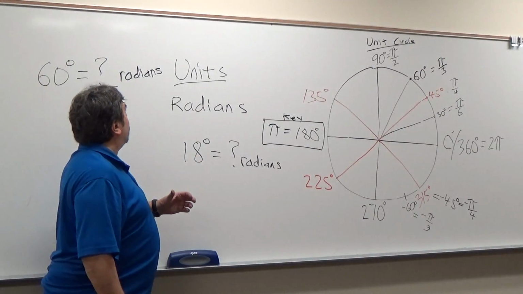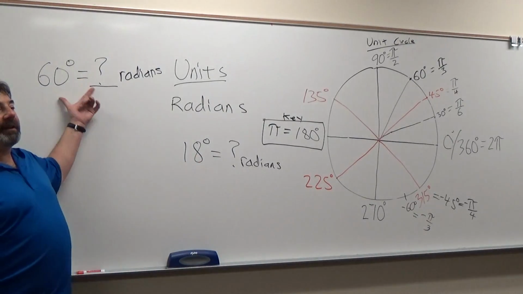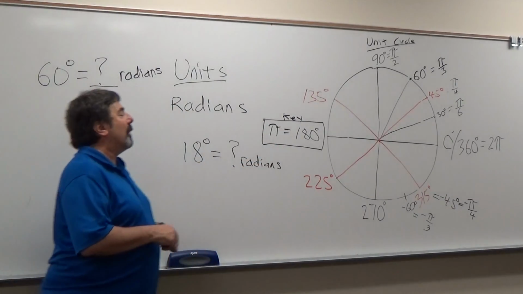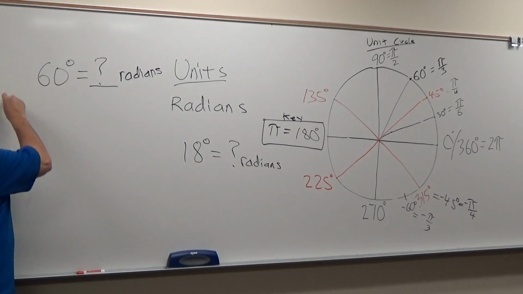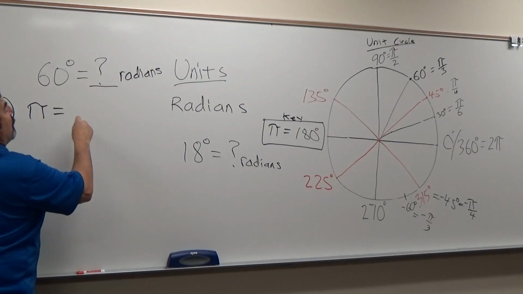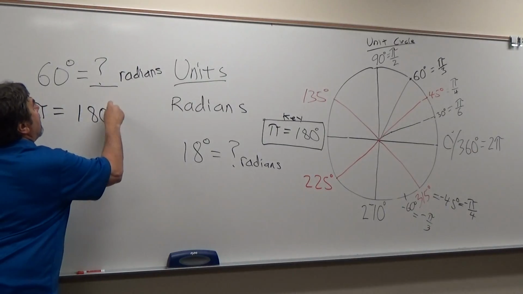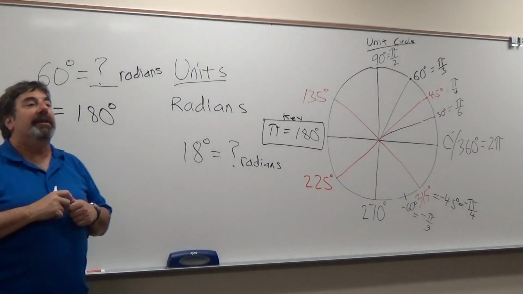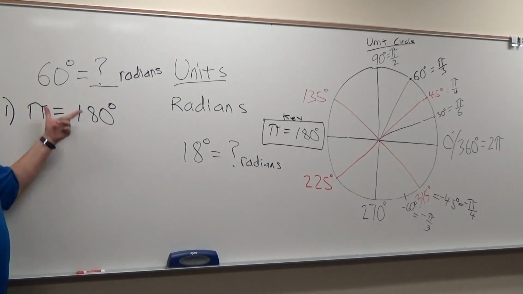Again, we're going to do a practice problem where we're going to convert 60 degrees to radians. Step one is the key right here. We're always going to start out with the fact that pi radians is equivalent to 180 degrees. That's step one always.